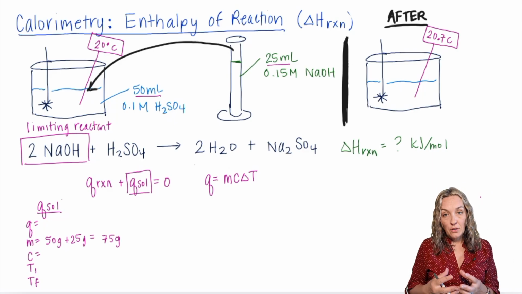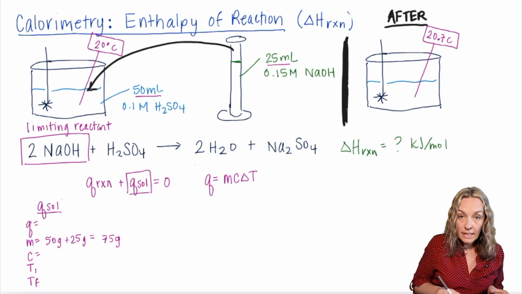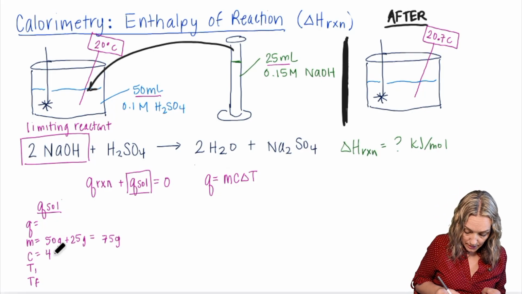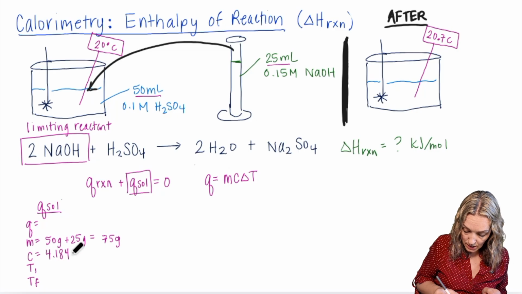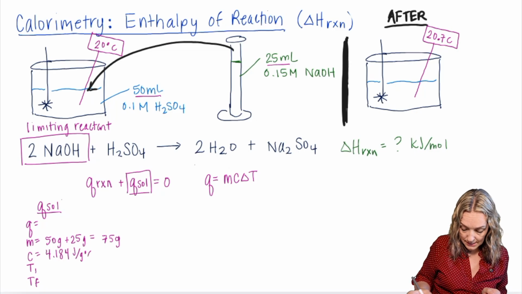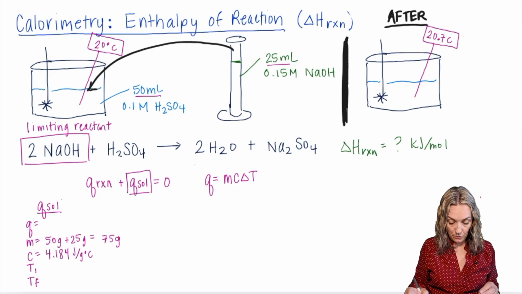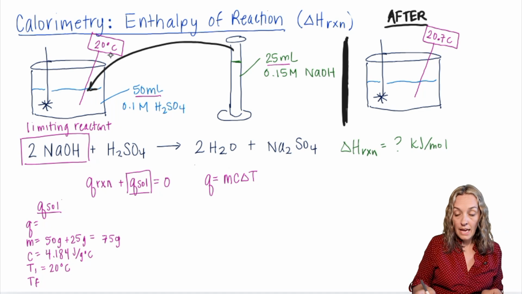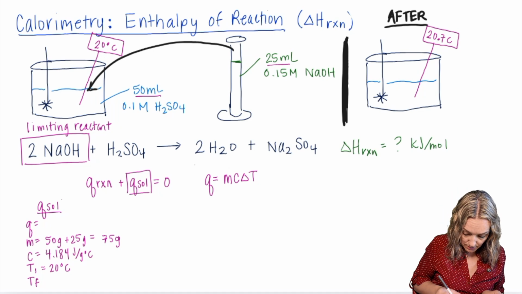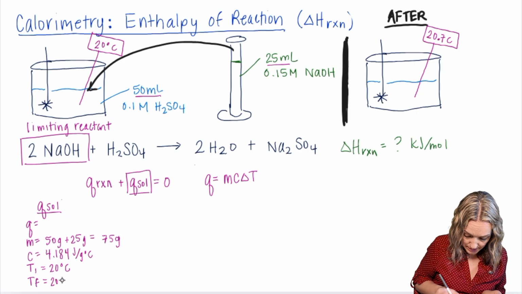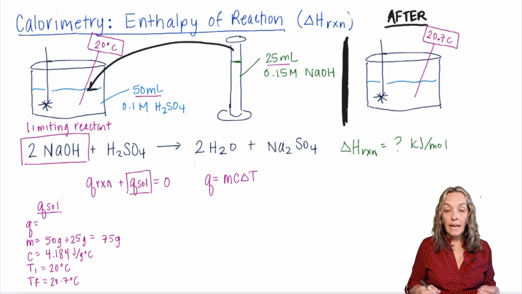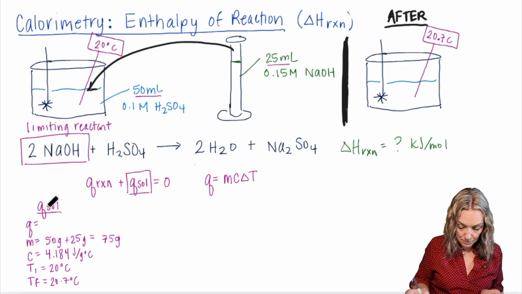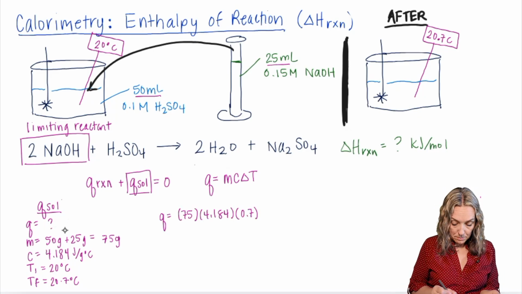Even though we've added some solute in here and the reaction has occurred, unless we are told otherwise, we are going to assume that the specific heat capacity of the solution is the same as the specific heat capacity of water, 4.184. The temperature when we first started, before any reaction occurred, was 20 degrees Celsius, and after we mixed the two solutions, the final temperature rose to 20.7 degrees Celsius. I now have all of the variables except for Q. I'm going to plug my variables into my equation.